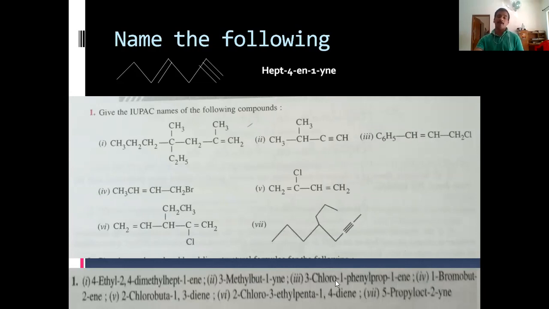So all the answers are given here. 3-methyl but-1-yne, 3-chloro-1-phenyl prop-1-ene, 1-bromo-but-2-ene, 2-chloro-buta-1,3-diene, 2-chloro-3-ethyl penta-1,4-diene, 5-propyl oct-2-yne. So here 2-chloro-buta-1,3-diene. Don't say but-1,3-diene. Here buta-1,3-diene. Similarly here also 2-chloro-3-ethyl penta-1,4-diene.